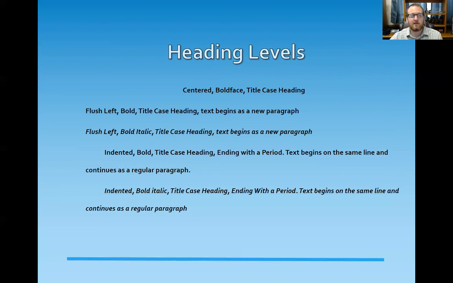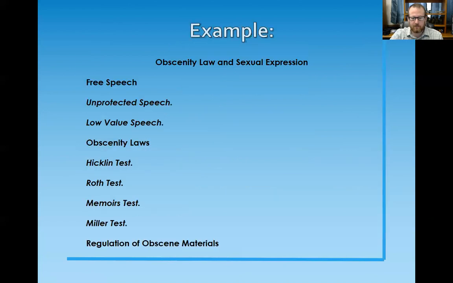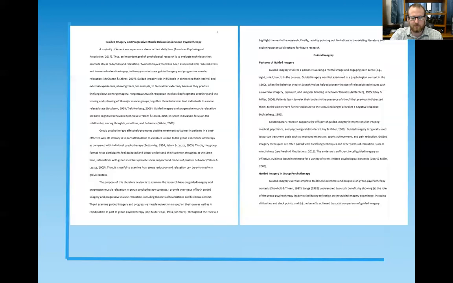If you get beyond that, you indent, start with bold, and the text begins on the same line and continues as a regular paragraph. So in other words, the sentence beyond the text is going to just continue on from there. And then the final level is going to be the same, but in italics. This is kind of how that looks in practice. And here it is in a paper. So we have that first level heading at the top here. Again, another first level heading. We have a second level heading and another second level heading.